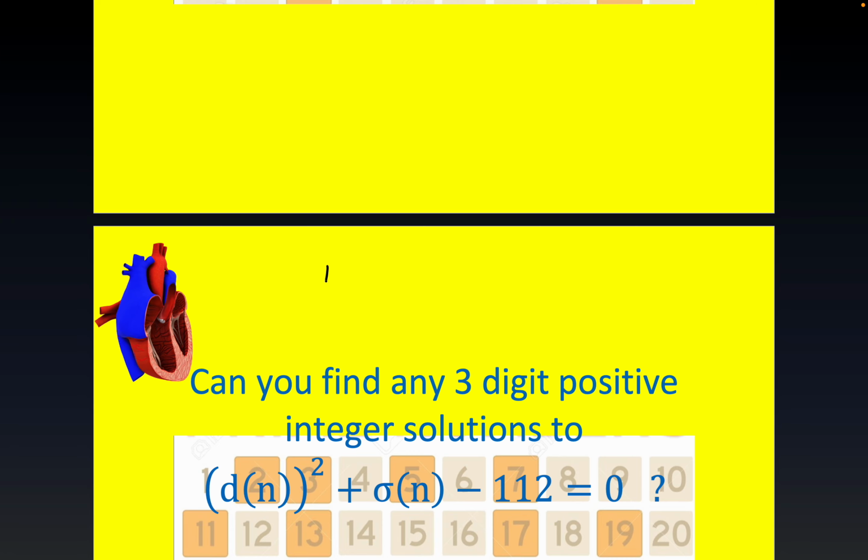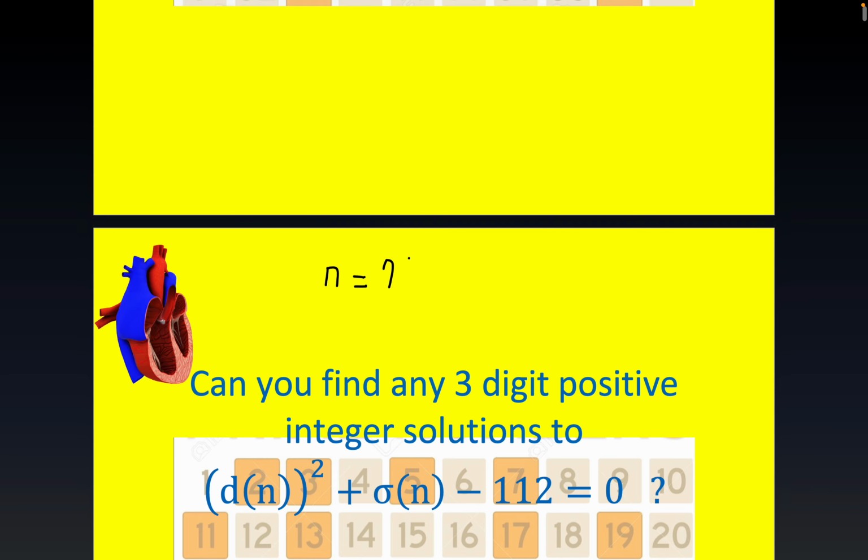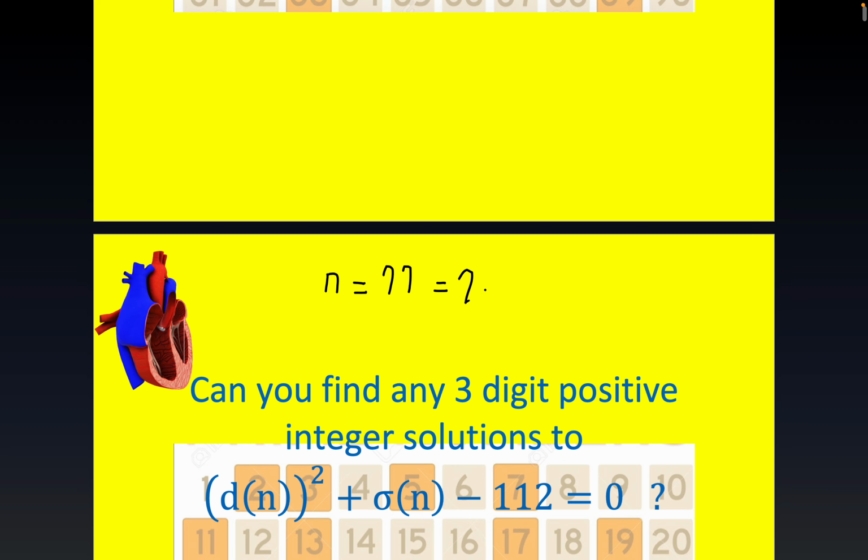Okay, I will begin by writing down a two-digit solution to this number theoretic equation. N equals 77. It turns out to be a solution, and we'll write down why that's the case. But notice this is an example of what they call a semi-prime. 7 times 11 is 77. 7 and 11 are both primes. So this is called a semi-prime number.